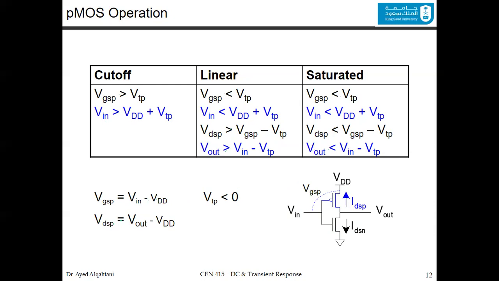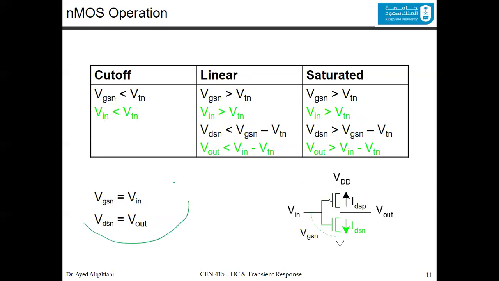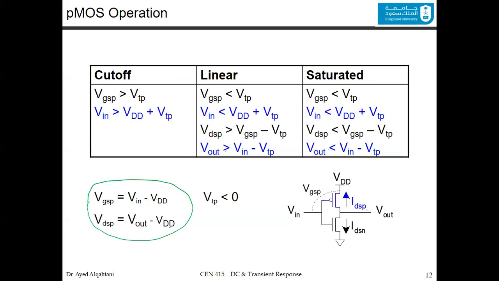Similarly, the VDSP is actually the output minus VDD. So if you compare this to what we discussed in the NMOS here, it's actually minus 0 and minus 0 over here, but we don't write it down. In the PMOS, it's minus VDD and minus VDD.